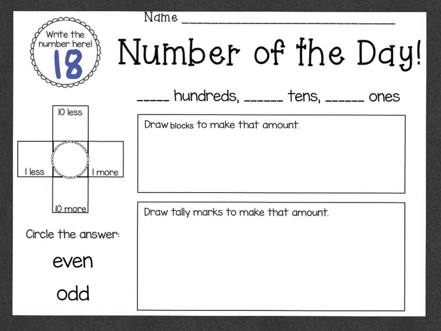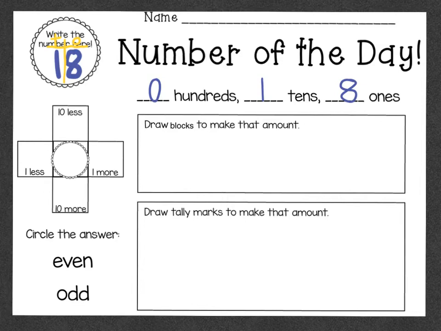All right, so we have the number 18 written in standard form. I'm going to draw a little T-chart to draw my ones place and tens place, so that way I can see how much I have. So we have how many hundreds? 0, there are none. How many tens do we have? 1 ten. And how many ones do we have? 8 ones.